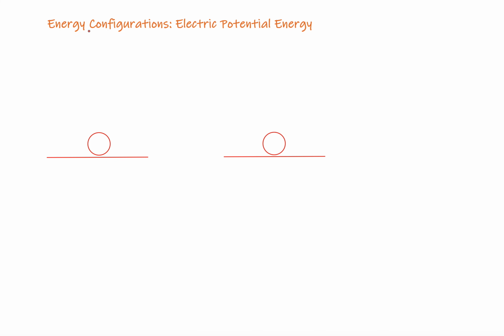All right, so we're going to take a look here at what we call energy configurations, or electric potential energy more specifically. And I'm going to compare and contrast two different scenarios. So the first scenario on the left here will be my electric configuration, and over here on the right is going to be my gravitational configuration.